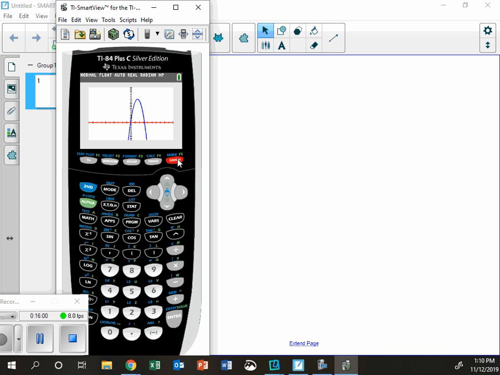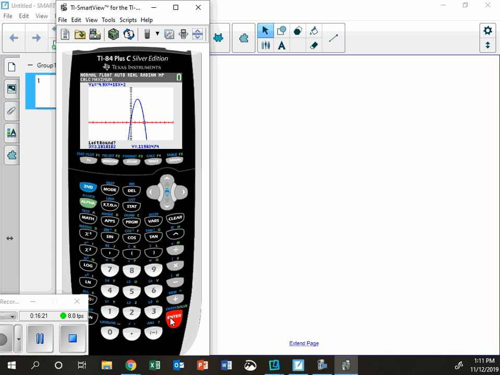Guess what menu it's on? Second calculate, just like all the other ones. Which of these seems like it's going to tell you the highest the ball ever went? Maximum is correct. Everybody go to maximum. And now this one's different. It's going to ask you different questions. Let me help you with it. Everybody do this with me.